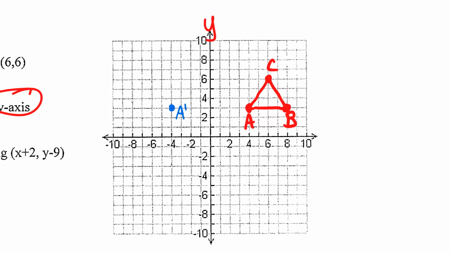There's A prime. How far is B? 8. It's 8 along that same line. There's B. How far is C? 6 along that same line is going to put it right there, and that's C. And then we've got that right there. Okay, so A prime, B prime, C prime.